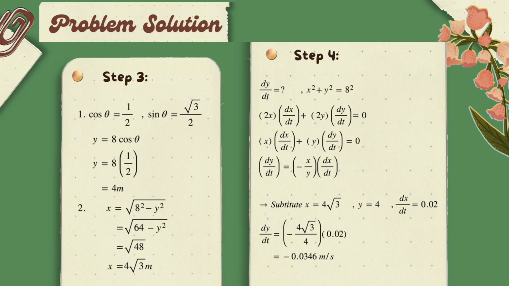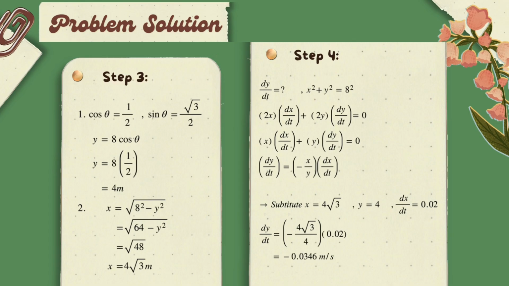And second, this is where we use the Pythagoras theorem. The equation is x to the power of 2 plus y to the power of 2 equal to 8 to the power of 2, and then we move y to the right side, so we get x equal to square root of 8 to the power of 2 minus y to the power of 2.